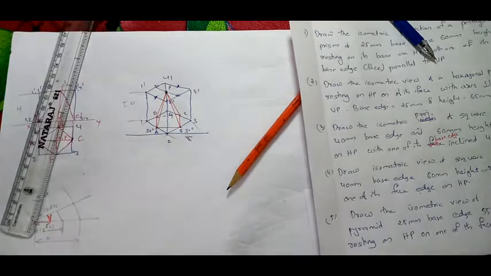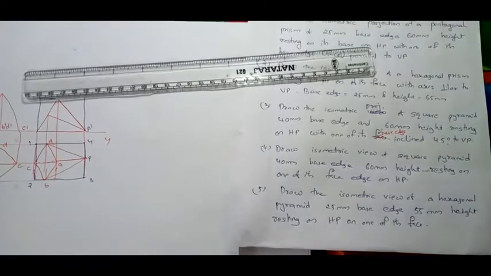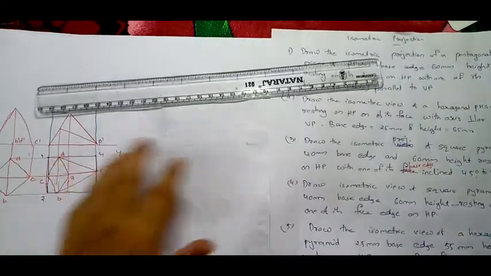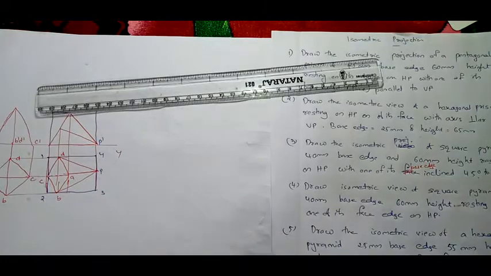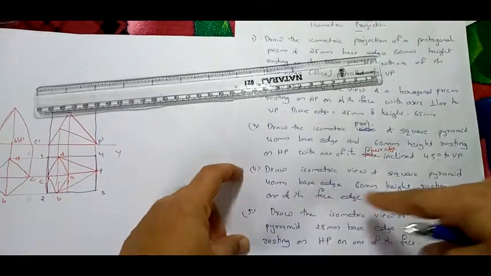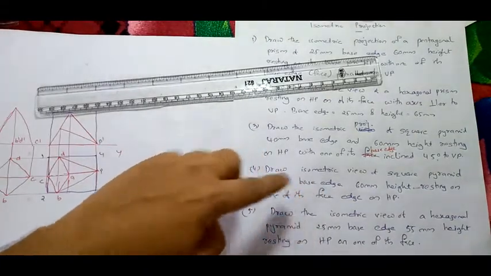Now we will move to the fourth question. Fourth and fifth questions are somewhat difficult, so you have to solve them carefully. So here, first read the fourth question. You shall draw the isometric view of a square pyramid, 40 mm base edge and 60 mm height, resting on one of its face edges on HP. So we have solved this type of question already. In orthographic projection, it means it's resting on a face edge.